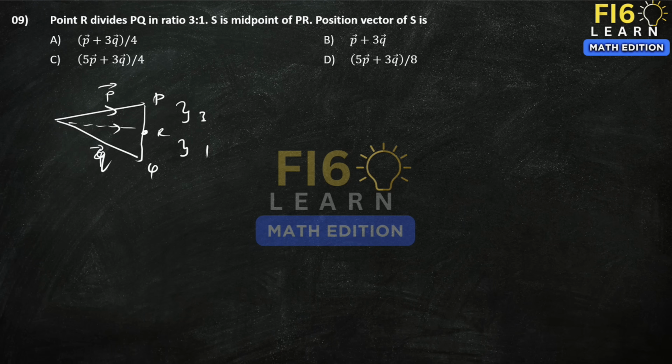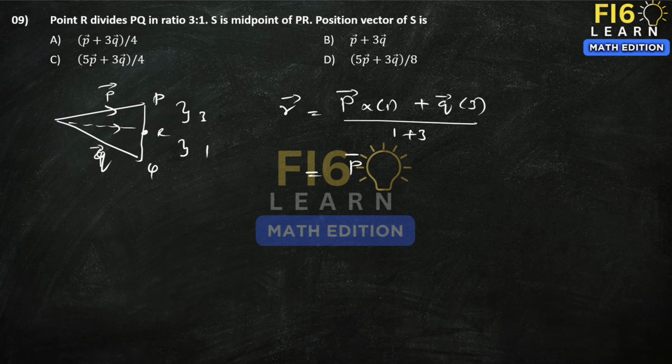First we have to find the R vector. To do that, we have to use the section formula. R vector is given by P vector into 1, that is the given ratio, and Q vector into 3, divided by 1 plus 3. We have to add the ratio, so we will get P vector plus 3Q vector divided by 4. So this is the R vector.